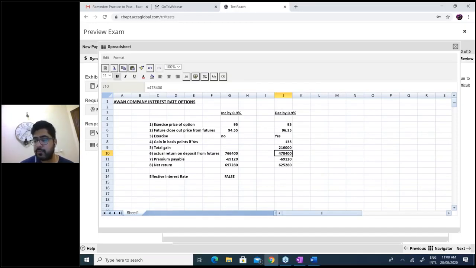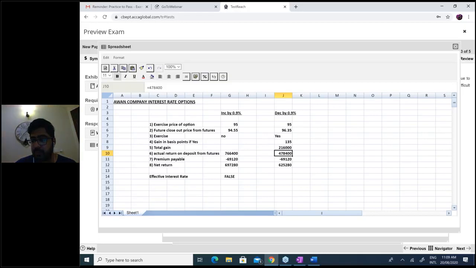Then actual cost of borrowing or actual return on deposit is copy pasted from futures. Remember, actual cost of borrowing or actual return on deposit. It's a return on deposit, so you just have to take it from here. In case of increase, we have already calculated. In case of decrease, we have already calculated 766,400 and 478,400. And finally, premium payable.